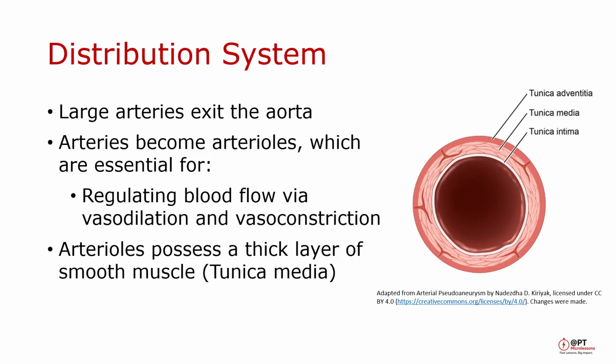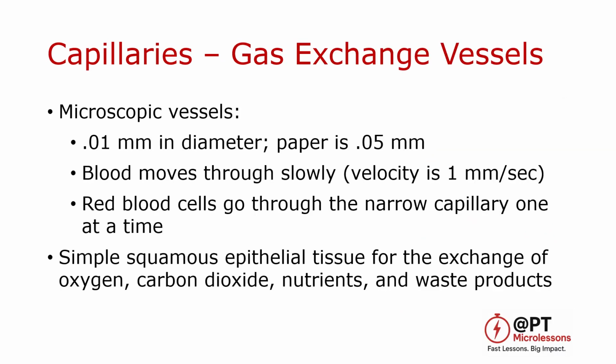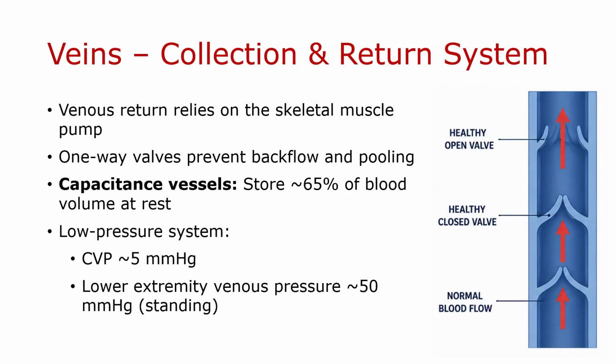pressure regulation. After passing through the arterioles, blood enters the capillaries, the smallest blood vessels in the body. Capillaries measure only about 0.01 millimeters in diameter. Their walls consist of a single layer of simple squamous cells, allowing efficient exchange of oxygen, carbon dioxide, nutrients, and waste products. Blood flows slowly through the capillaries, and red blood cells often pass through one at a time, maximizing diffusion.